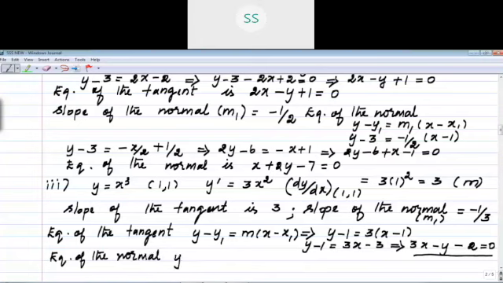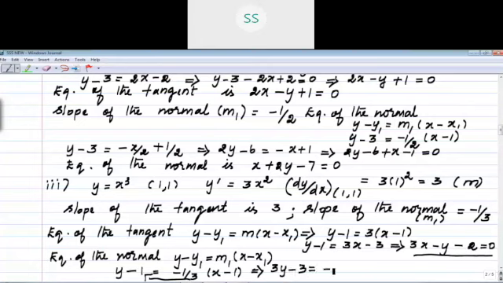The equation of the normal: in the same way, you have to write y minus y1 equal to m1 into x minus x1. In the next line, y minus 1 equal to, what is your m1? Minus 1 by 3 into x minus 1. Now, multiply by 3 and cross multiply. What will you get? 3y minus 3 equal to minus x plus 1.